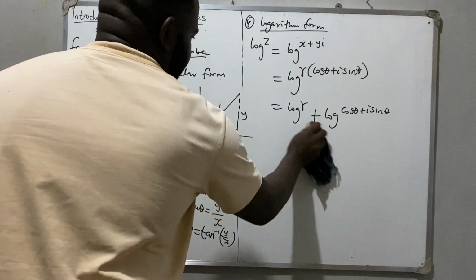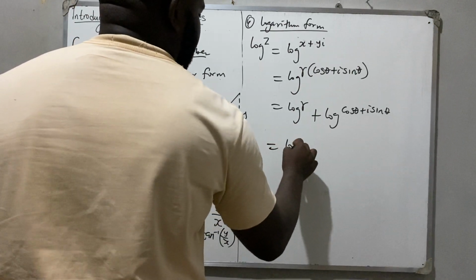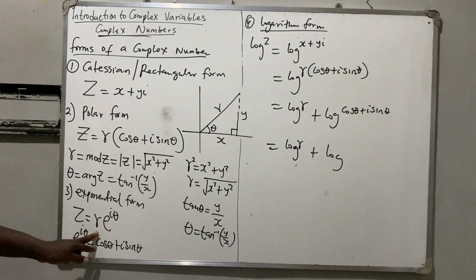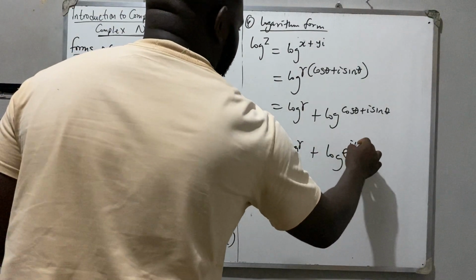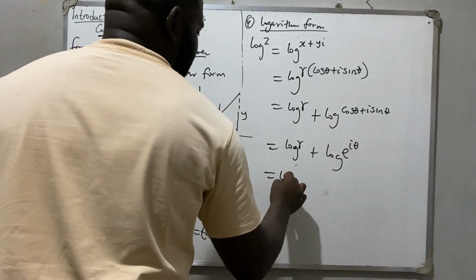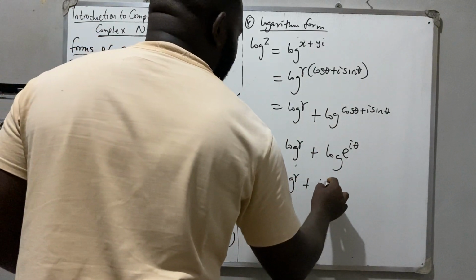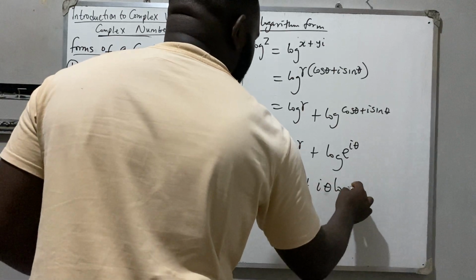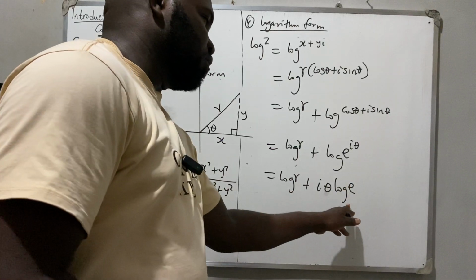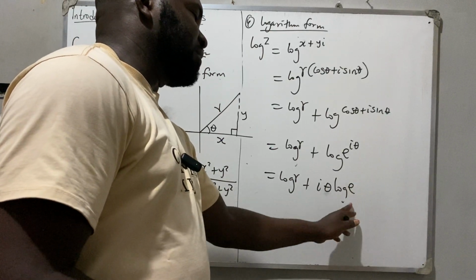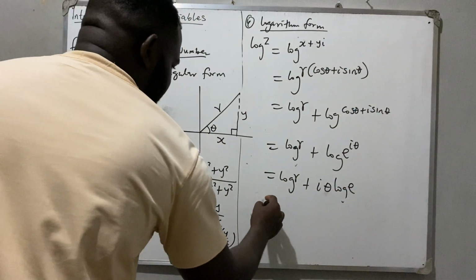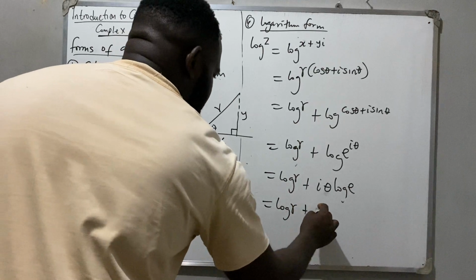From here, we know that this is log r plus log of exponential I theta. Remember, I told you that cos theta plus I sin theta means the same thing as exponential I theta. So according to logarithm, this I theta can come to the front. So this is now log r plus I theta log e. And you know that this is natural log we are using, so the base is e. When the base and the log are the same thing, the answer is 1. So log e base e is 1, and 1 times this remains only this. So I have log r plus I theta.